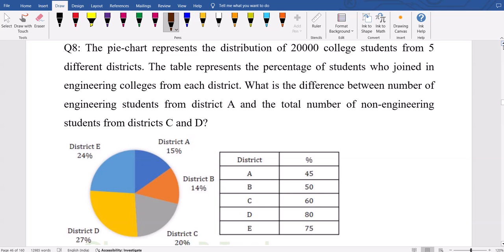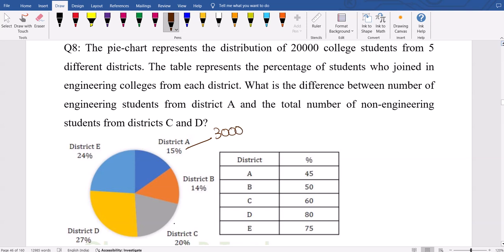Right. So what they have given is 20,000 college students split across 5 districts. And here the focus is only on district A, district C and D. Don't go for everything. So district A is 15%. District A total people out of 20,000, 10% is nothing but 2,000. 15% means 3,000 will be there.